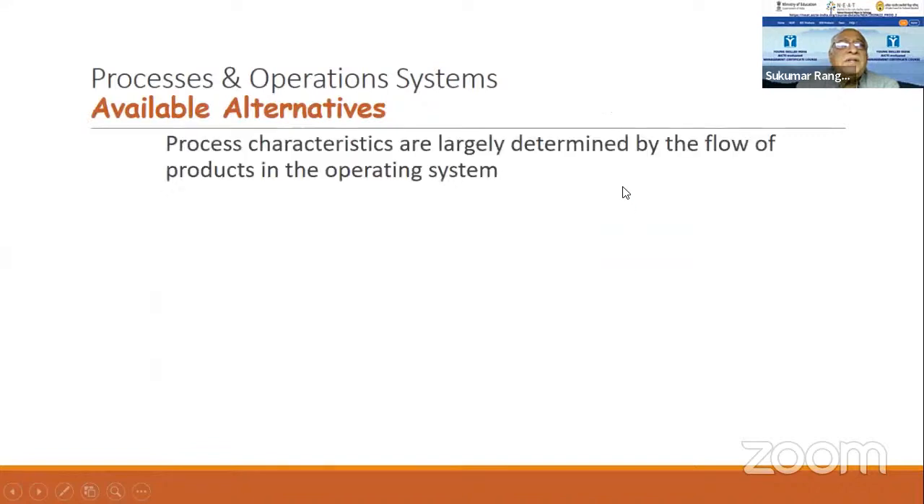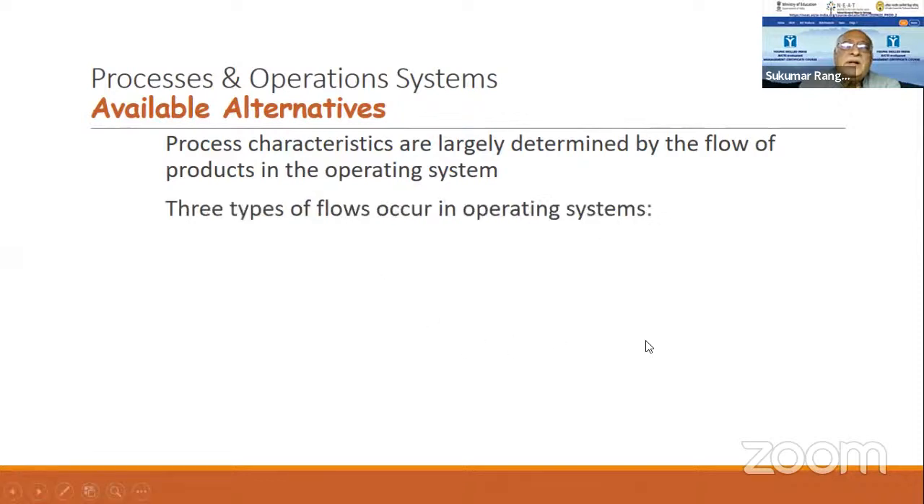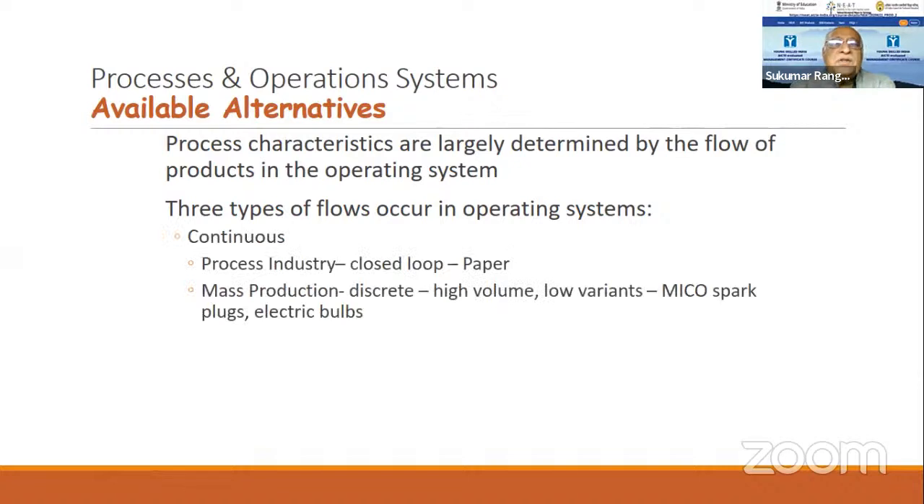Processes and operation systems, alternatives available: the process characteristics are largely determined by the flow of the products in the operating system. 3 types of flows occur in an operating system. Now, we saw that continuous process or continuous flow. I'm reminded of somebody saying that in a machine you put something in one side and something comes out, in a lighter vein. So it is like this, that you put something here and the output comes.